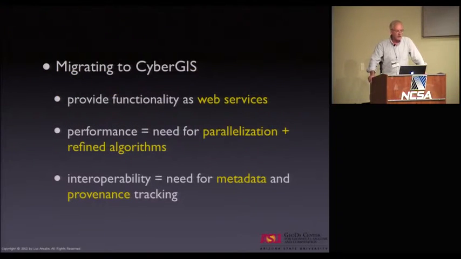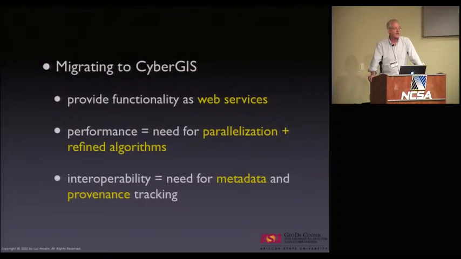Now, how do we do this? We see 3 main priorities in this process. First of all, we have to move away from the desktop, and we have to turn all this functionality in the library into an accessible form through the internet to become a part of a cyber infrastructure. So we have to turn them into web services.